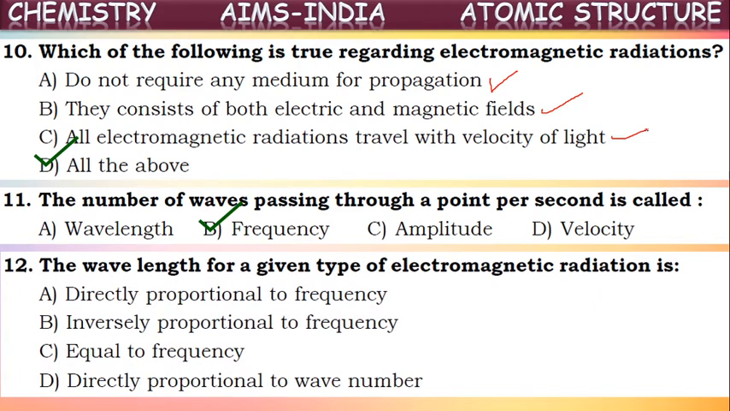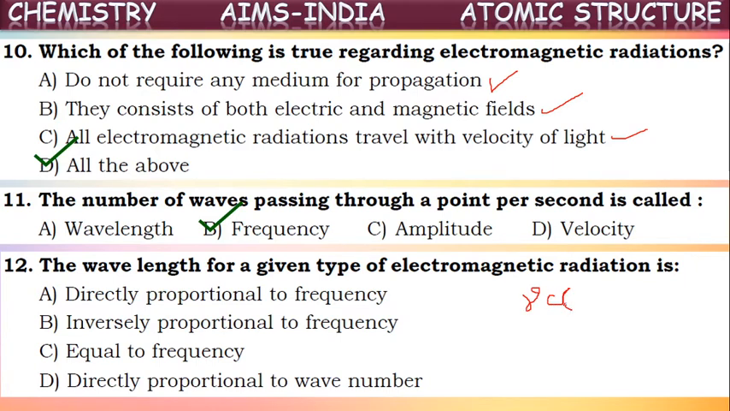Next one. The wavelength for a given type of electromagnetic radiation, is it directly proportional to frequency? Is it inversely proportional to frequency? What is the relation between wavelength and frequency? We have studied that wavelength and frequency are inversely proportional to one another. If a wavelength is greater, its frequency will be less. If its wavelength is smaller or shorter, then frequency will be greater for that electromagnetic radiation. So we can say wavelength and frequency are inversely proportional to one another.